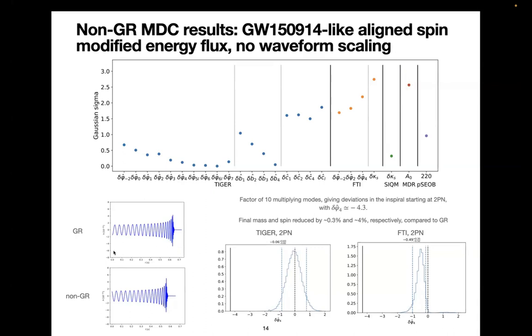So finally, I just look at the waveforms on the right. You can see that perhaps this could be a difficult one for the plot, and you need a shorter waveform, but they do look kind of similar to GR.